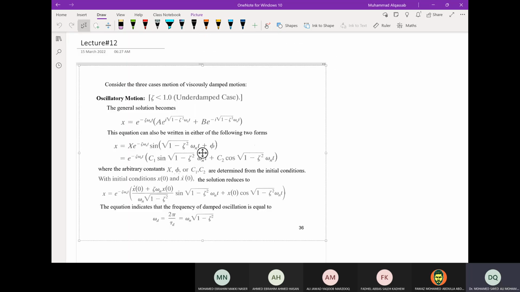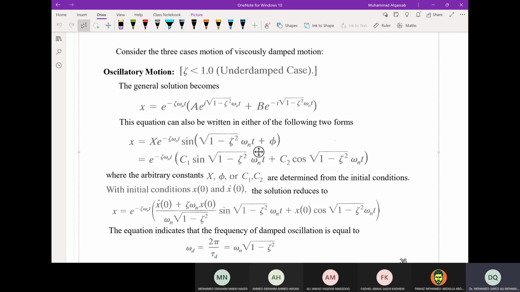which is the continuation. This is page 36. Now we will see the behavior of motion for each case. We have 3 cases: the underdamped, overdamped, and the critically damped. For underdamped, with zeta less than 1, we call it oscillatory motion.